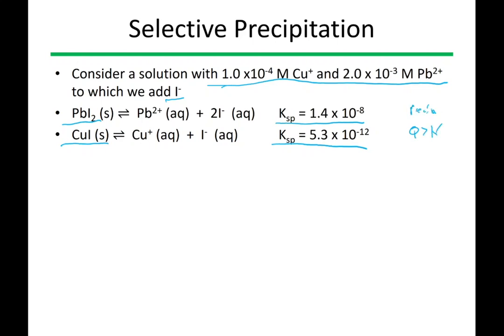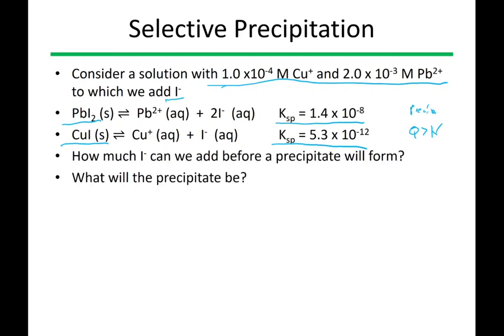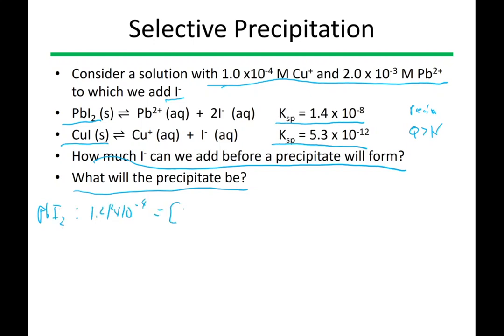And so what we can do to see which order everything will precipitate in is find out how much iodide we can add before Q is equal to K, and then compare these to see what the actual precipitate will be. So for lead iodide, we know that Ksp is going to equal the concentration of the lead times the concentration of the iodide squared. And we're given the initial concentration of the lead. And if we solve for X, we get X is equal to 2.65 times 10 to the negative third. So this is telling us that we'd get lead iodide from the solution when we add enough iodide to get 2.65 times 10 to the negative third or higher.